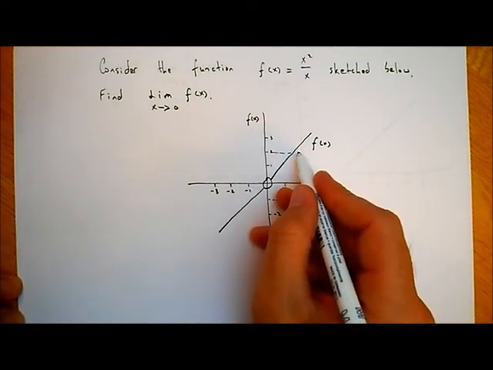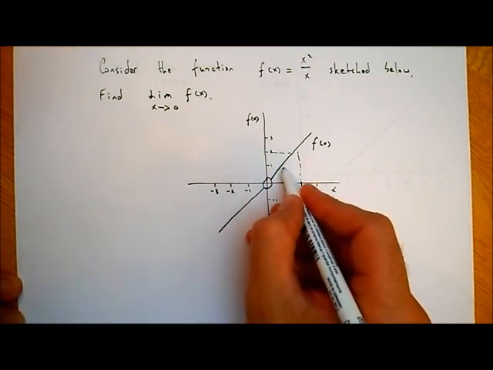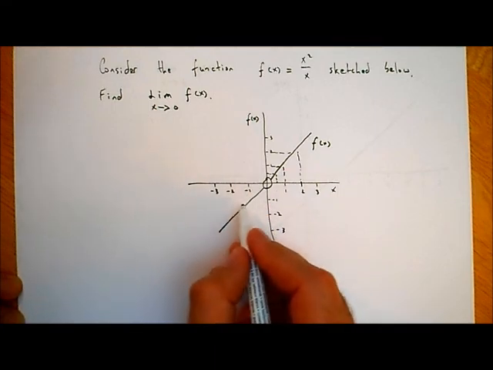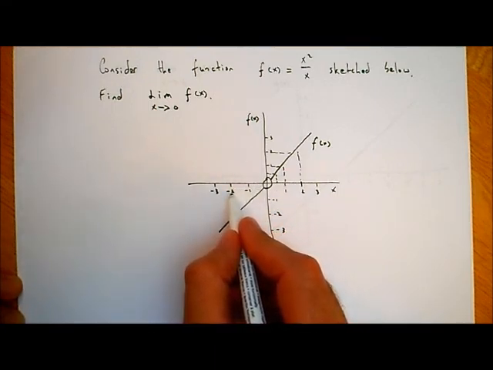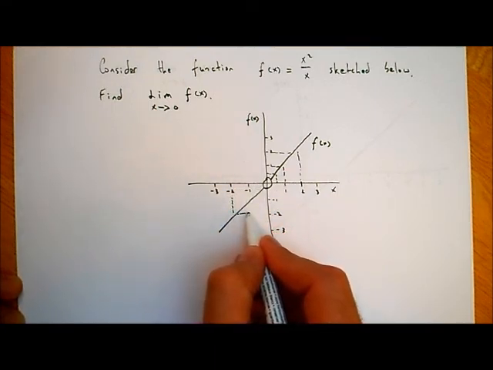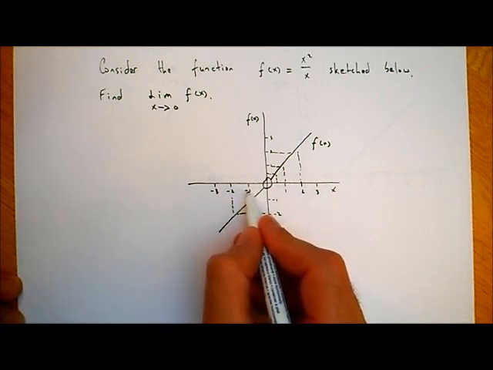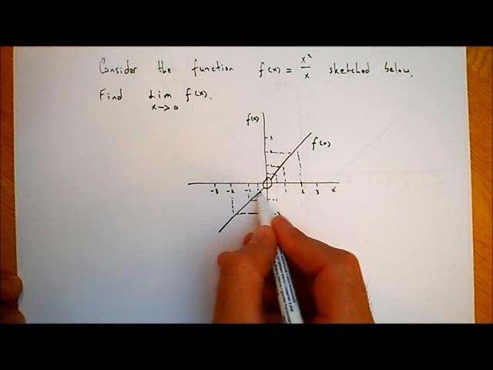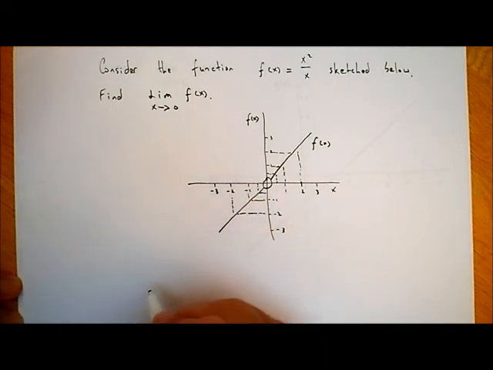So when x is 2, f of x is 2. When x is 1, f of x is 1. When x is 0.5, you'll see f of x is 0.5. And coming from this direction, when x is minus 2, f of x is also minus 2. When x is minus 1, f of x is minus 1. When x is minus 0.5, f of x will be minus 0.5.